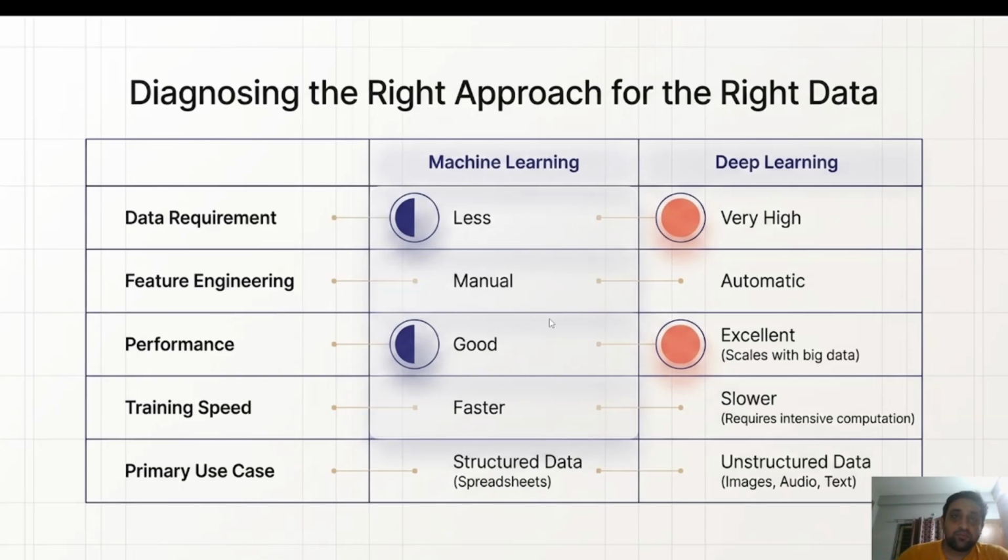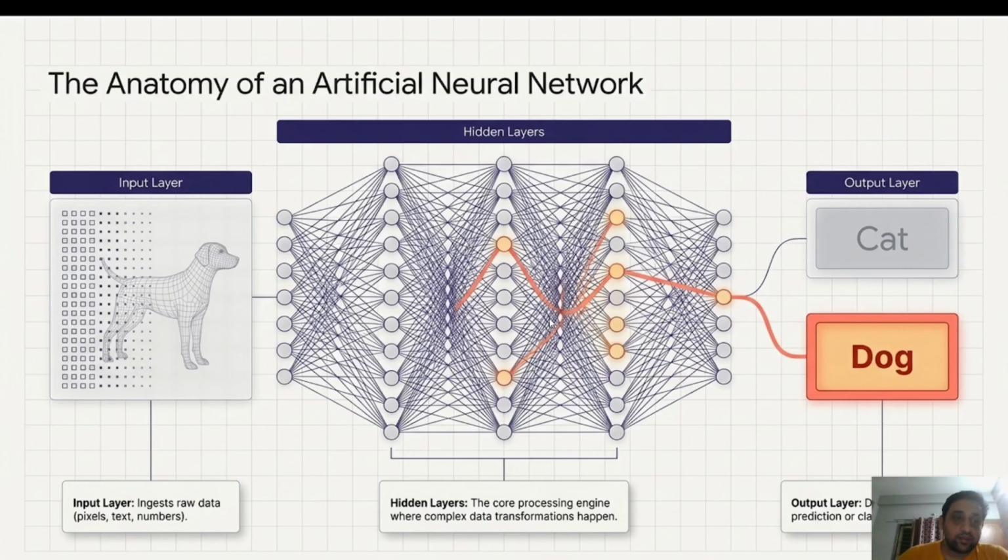Now we come to the next slide. The anatomy of an artificial neural network.